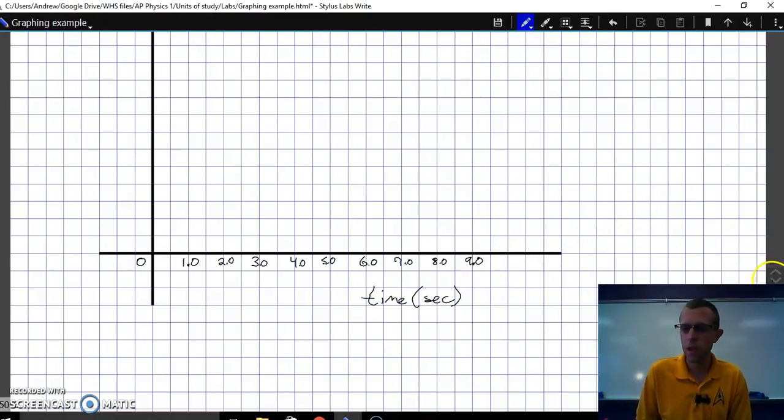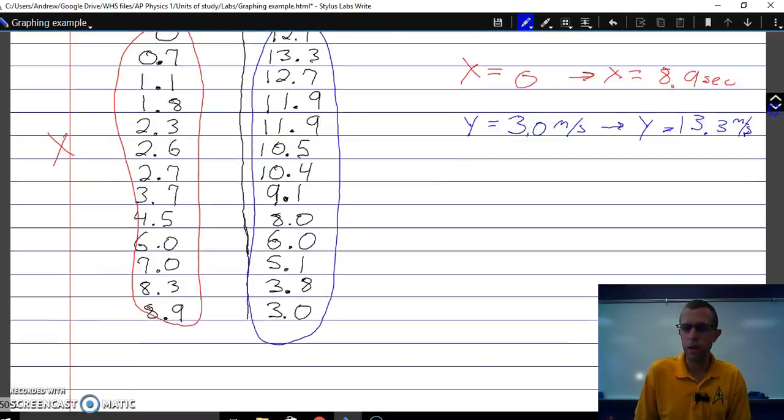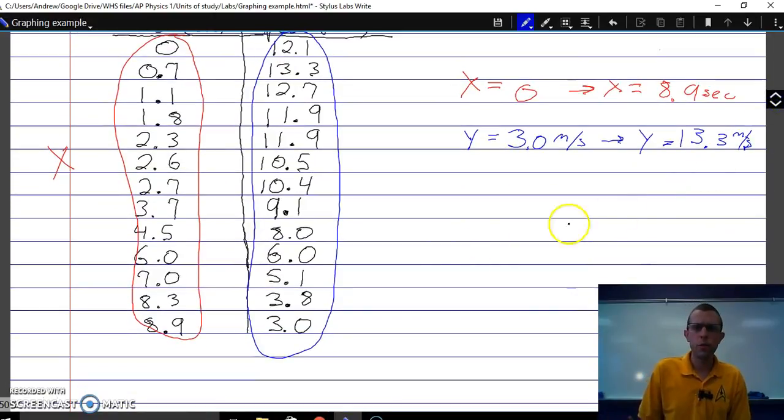All right, now on the next one, we have a range from 3 to 13.3 meters per second. We don't go all the way down to 0. So a question we should ask then is, do we want to have our scale go all the way down to 0, or should we include a break in our graph? You can go either way on these ones.